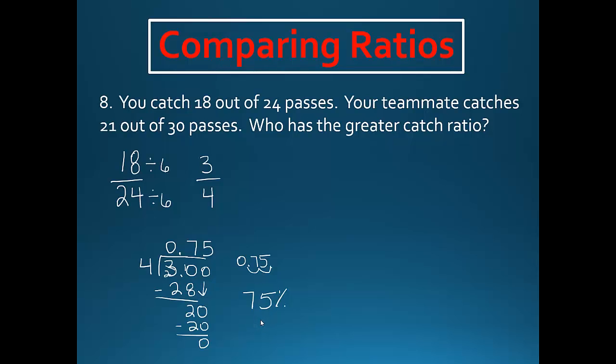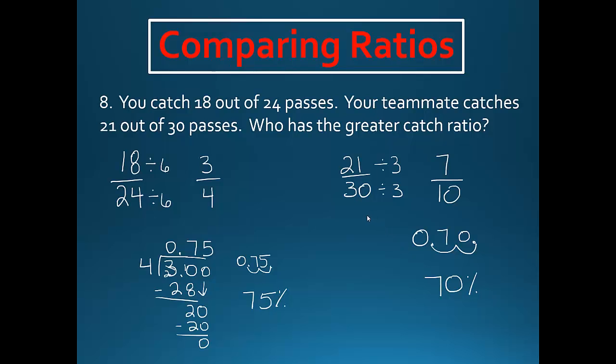So now let's look at your teammate. Your teammate catches 21 out of 30 passes. First, let's simplify. We can divide both of these by 3. 21 divided by 3 is 7, and 30 divided by 3 is 10. So we have 7/10. We know that we can also write 7/10 as a decimal, and that would be 0.7. We already have this in a decimal, so now all we have to do is convert it to a percent. We'd move our decimal 2 places to the right, so 1, 2, and then we would have 70%. So if your teammate catches 21 out of 30 passes, your teammate caught 70% of their passes.